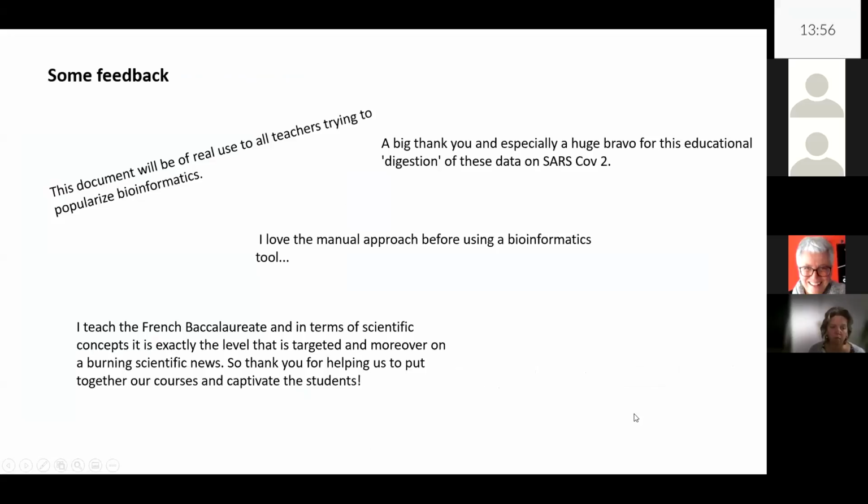So we got some nice feedback from the teachers. They were very happy. They loved the manual approach before using bioinformatics tools. They thanked us for digesting all the data which were available on SARS-CoV-2. And they said that the guides are at the good level for people in baccalaureate study. So this is just the level they need for the students.